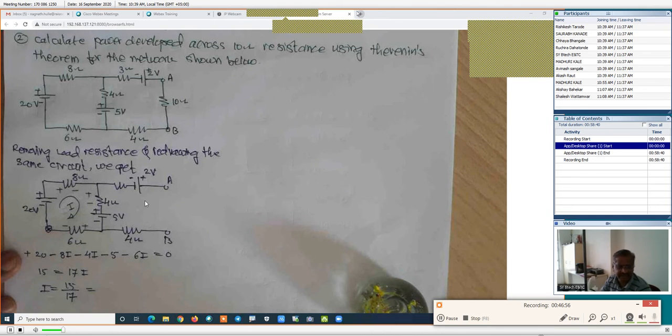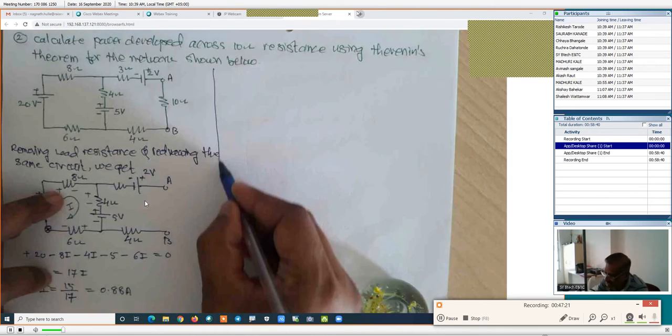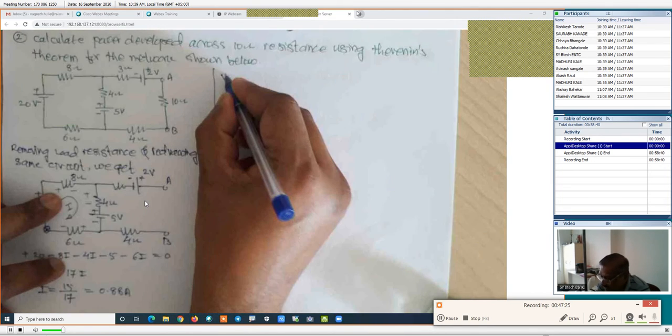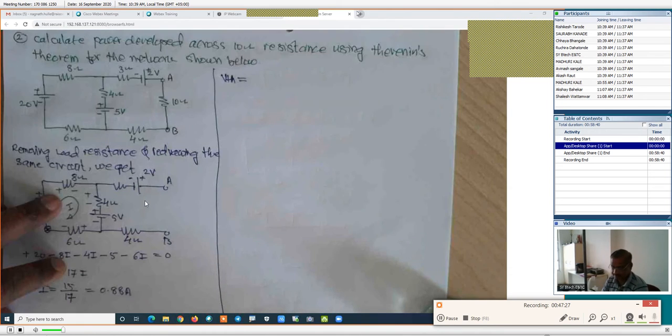How much is the value of this current I? Yes, anyone? Yes, Saurabh. 0.88. 0.88 amperes is the value of its current, which is I. If we know the value of the current I, then we can find out the value of the VTH, that is Thevenin's equivalent voltage.